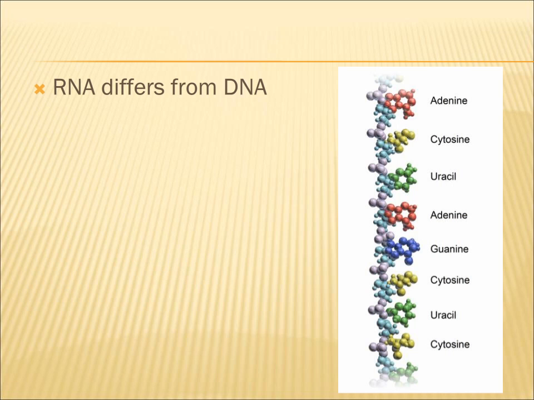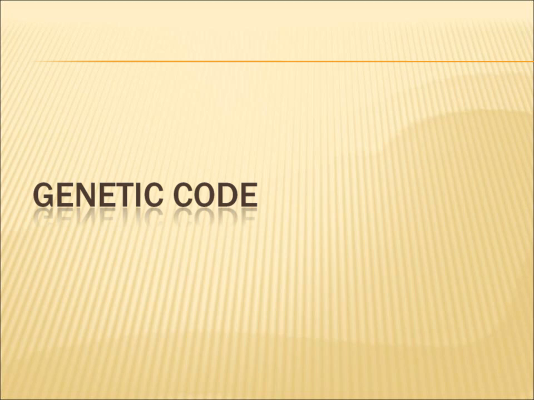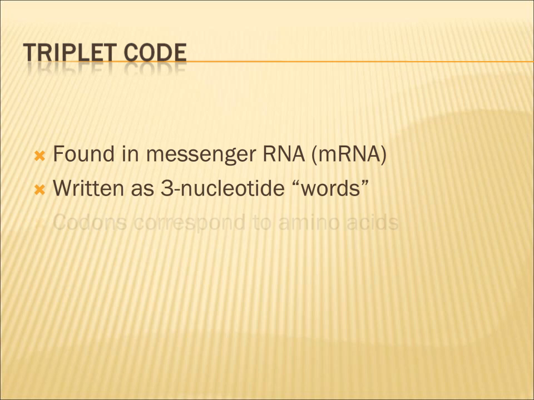Remember that RNA is different from DNA in several ways. It is single-stranded, has ribose as its pentose sugar, and does not contain the base thymine. Instead of thymine, it uses uracil, which base pairs with adenine. Now, the language of genes is written in what is called the genetic code. Messenger RNA's nucleotides are a copy of the DNA sequence. Every 3 nucleotides form a triplet or codon, and each triplet corresponds to a certain amino acid.